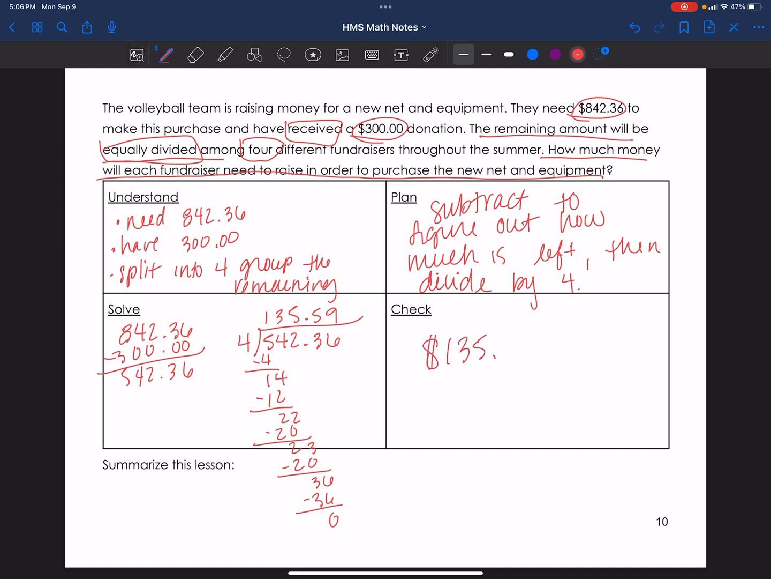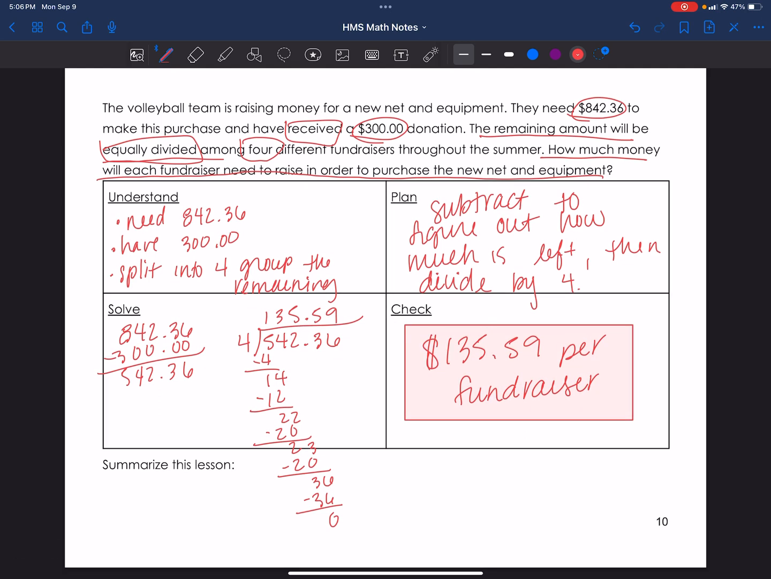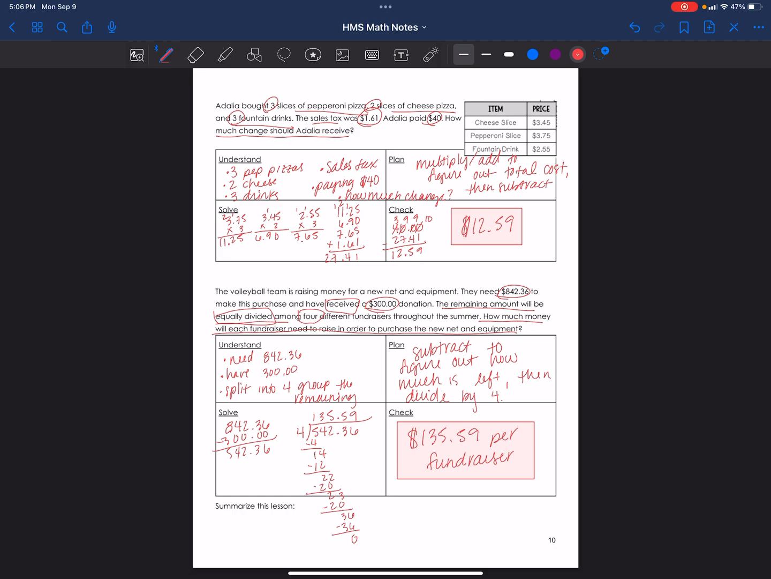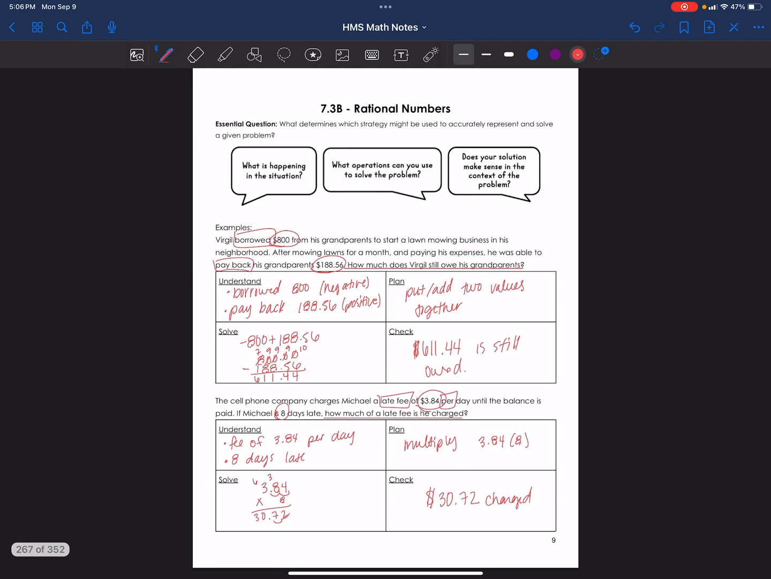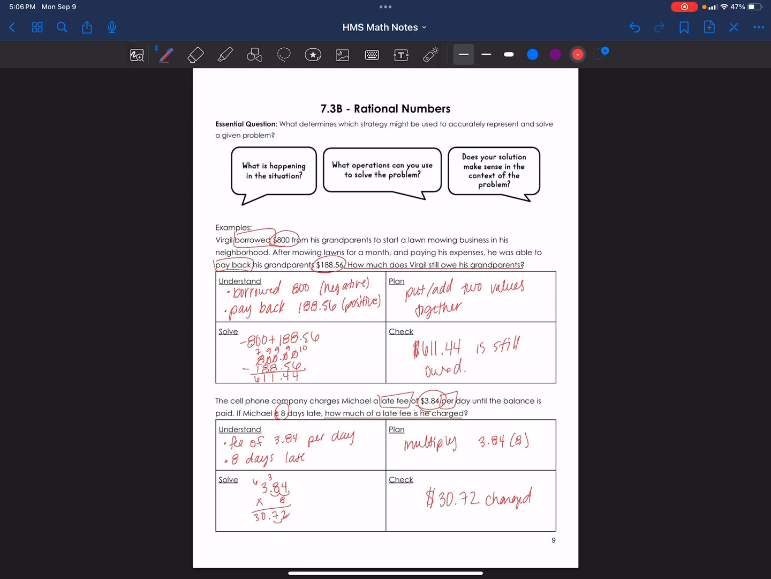So, each fundraiser will raise $135.59 to meet their $842.36 thing. Cool. Yeah, I did go fast. That did happen. I did do that. If you have questions, clearly ask your teacher. It is literally our job.